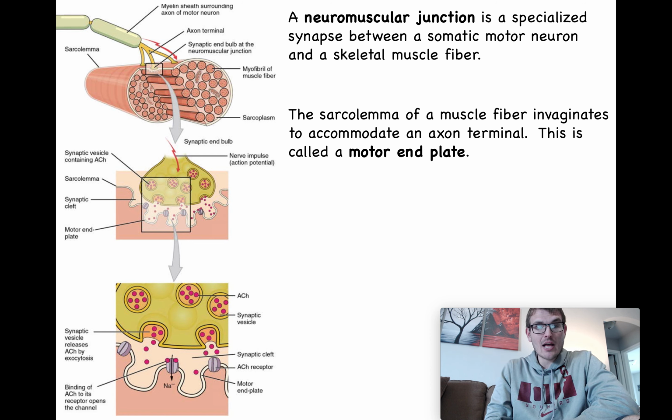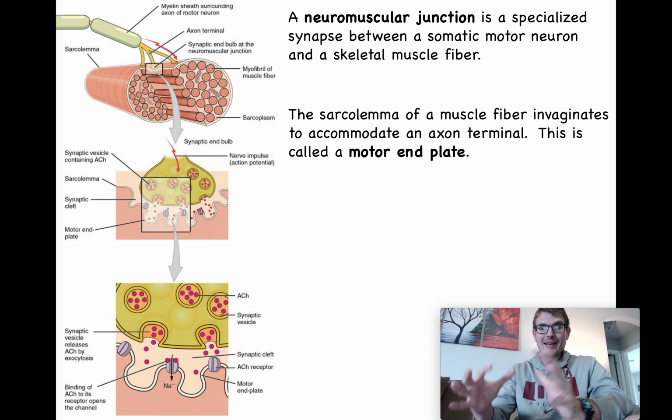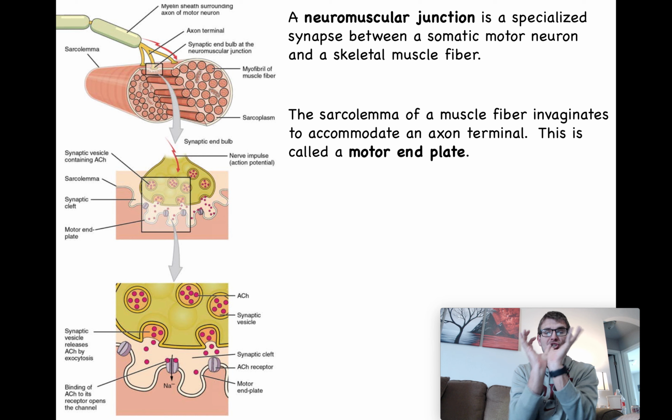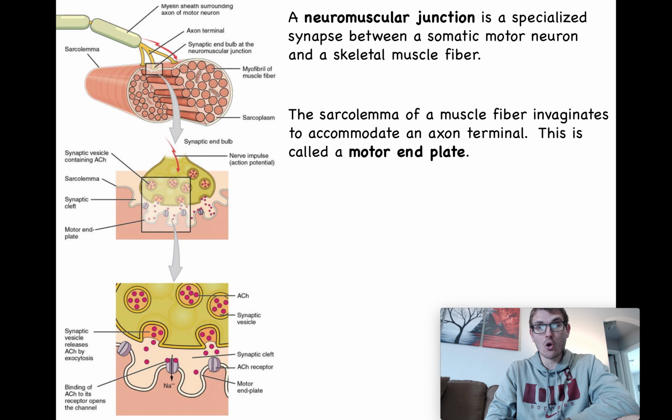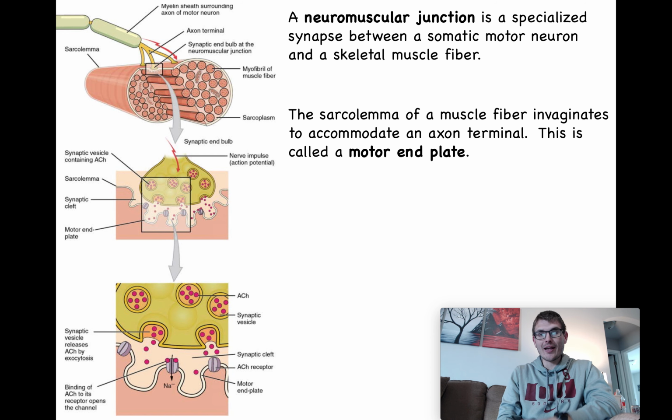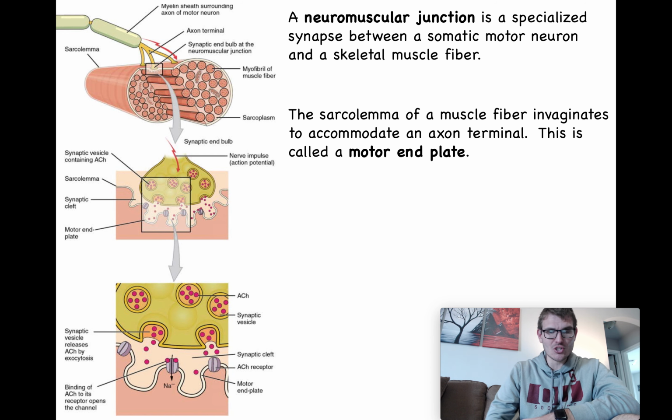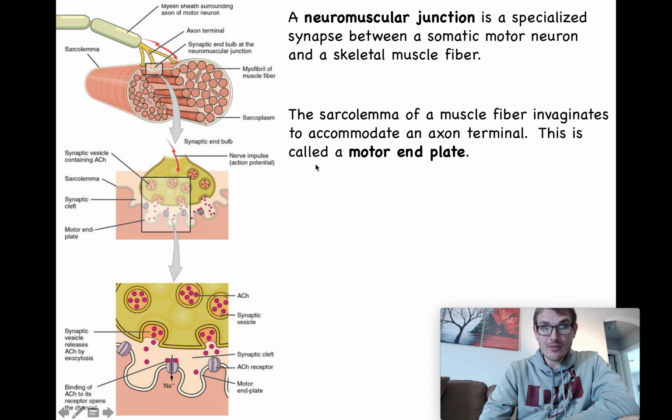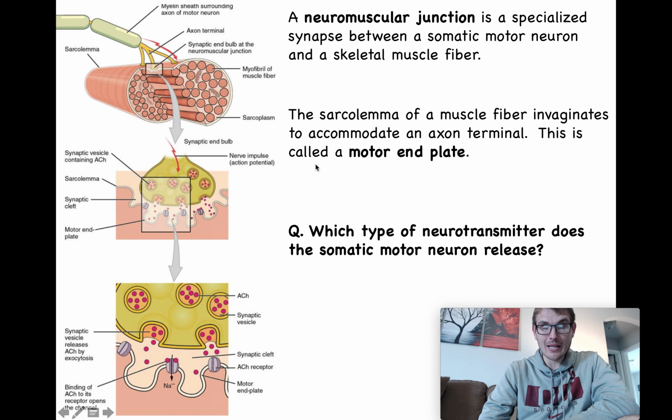Specifically, that synaptic bouton of the somatic motor neuron is accommodated in an invagination in the sarcolemma, which is called the motor end plate. It's basically this hollow area that is meant to accommodate that axon terminal. Specifically, the sarcolemma at that motor end plate contains a lot of nicotinic cholinergic receptors.